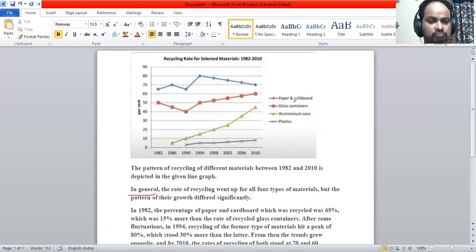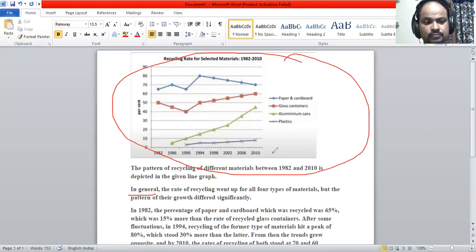In general, the rate of recycling went up for all types of materials. In case of paper, it is 65 to 70. In case of glass containers, it is 50 to 60. In case of aluminum cans, it is under 5 to 45. Plastic, it is from 3 to almost 8 or 9.